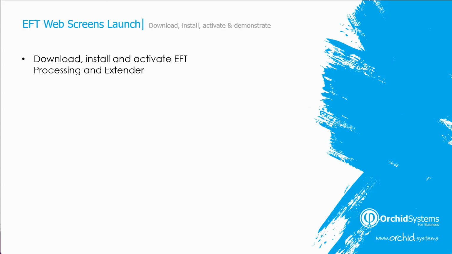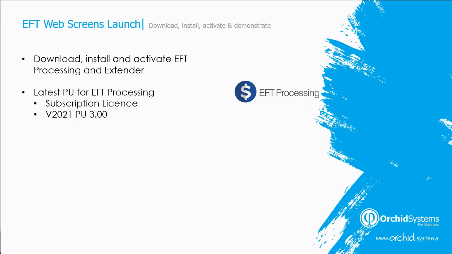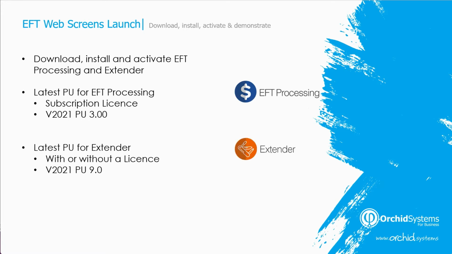We're now going to download, install, and activate EFT Processing and Extender. I'm using version 2021, so the latest PU for EFT Processing is version 3.0, and I will be applying a subscription license. And the latest PU for Extender is PU 9.0, and I'll be installing Extender without a license. And then I'm going to demonstrate the EFT Web Screens.